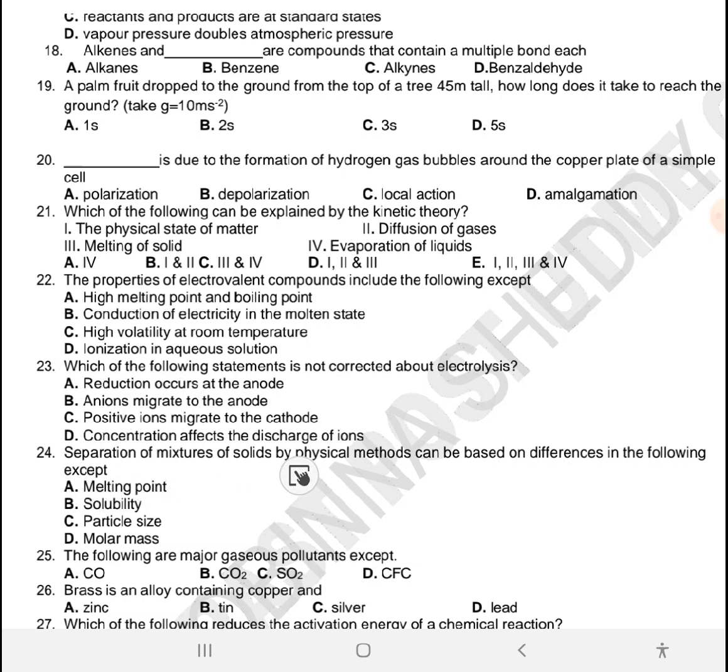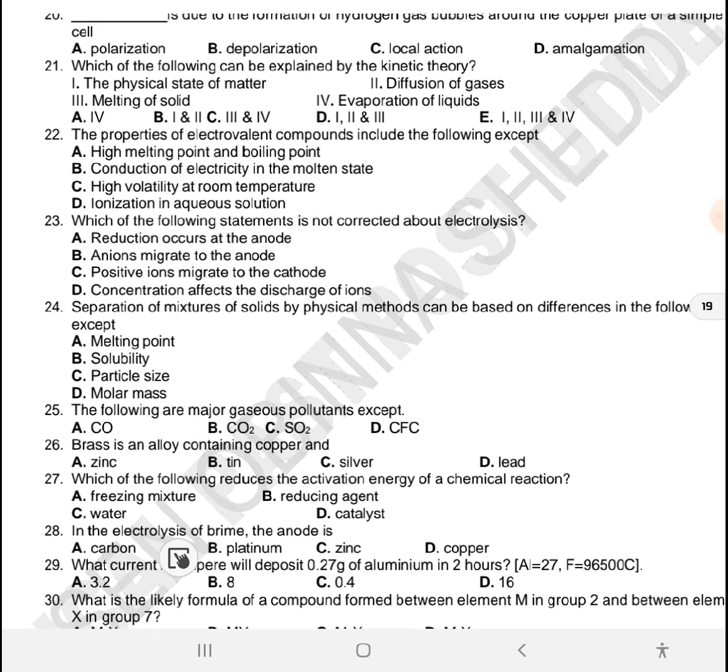Separation of mixture of solid by physical method can be based on differences in the following except molar masses. You could separate things by their melting point, by the particle size, by solubility, but if you separate things based on their molar masses, questions are quite cheap. No question is actually cheap if you don't really know it. So you need to practice again and again. Each of these questions, for example this one, is on separation techniques. I have a series on separation techniques. If after going through this you want to learn more on that series, we'll discuss that separately.